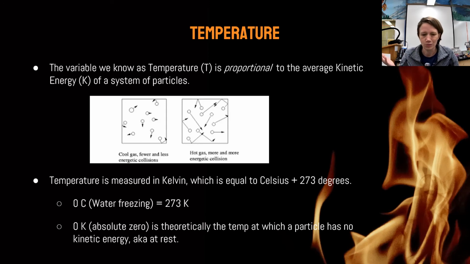0 Kelvin, of course, would be theoretically the temperature at which things have no motion at all and are therefore not colliding with the container walls. That's known as absolute zero. Most of the time, we're going to be dealing with multiple hundreds of degrees Kelvin because we're talking about gases, and 373 Kelvin is going to be the temperature of the boiling point for water. So typically speaking, we're talking about 300, 400, 500 degrees Kelvin.